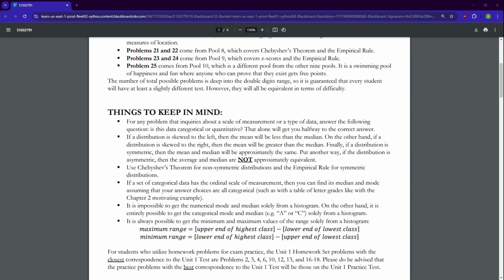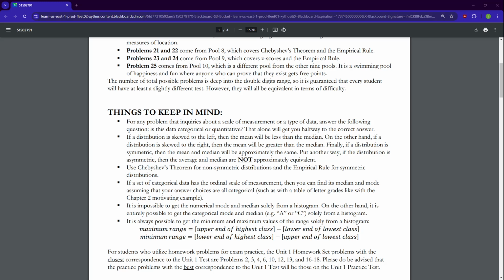And finally, for things to keep in mind, if you don't have the original data values, if you have a histogram to work with, you can get limitations on what your range must be. You can get your maximum possible value of the range and your minimum possible value of the range. The maximum is very intuitive. Get your highest possible value and subtract it from the lowest possible value. For the minimum value, it's a little bit different.